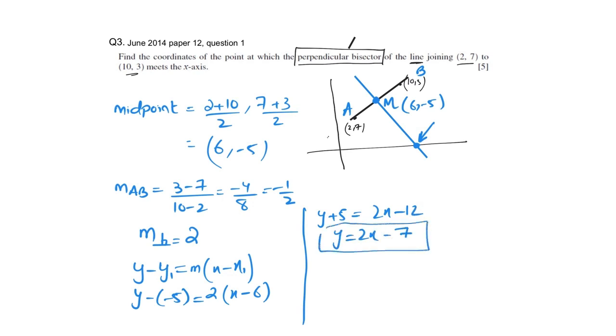We have been asked to find the coordinates where it crosses the x-axis. So a line when crossing the x-axis will have a y coordinate 0, and the x coordinate would be 7 over 2. So the coordinate is 7 over 2, 0.